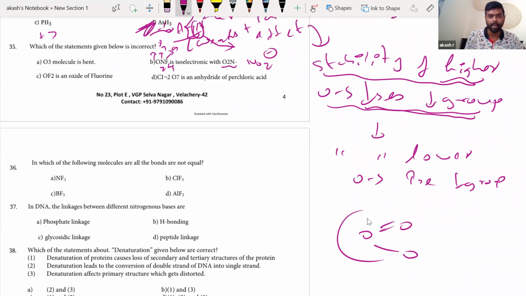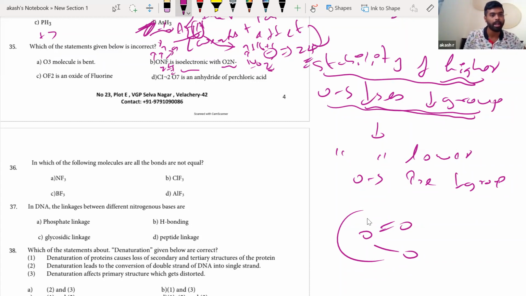24. And here, NO2 minus: nitrogen has 7, oxygen has 8 into 2, which is 16, and I have one negative charge, so one extra electron. So 7 plus 16 is 23, plus 1 is 24 again. So they are isoelectronic. What do you mean by isoelectronic? Same number of electrons. Here I have a total of 24 electrons, here also 24 electrons, so they are isoelectronic.